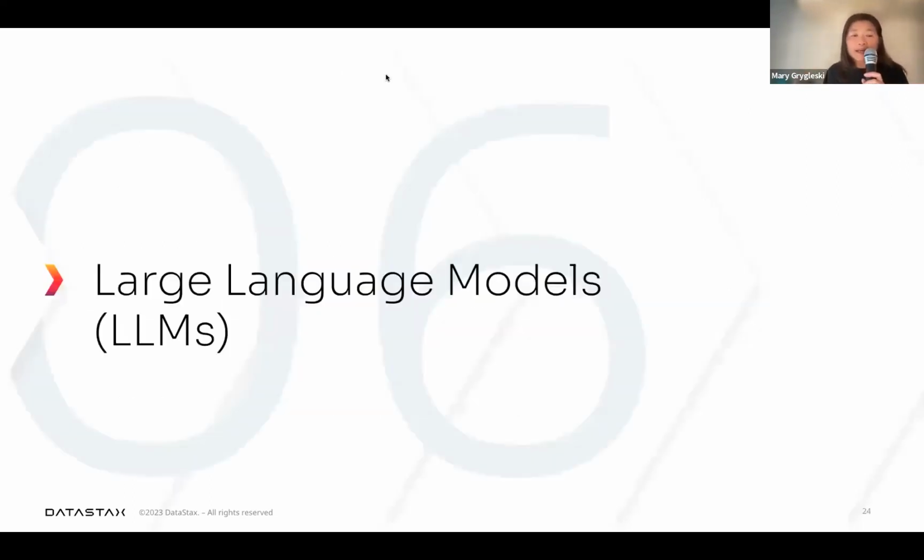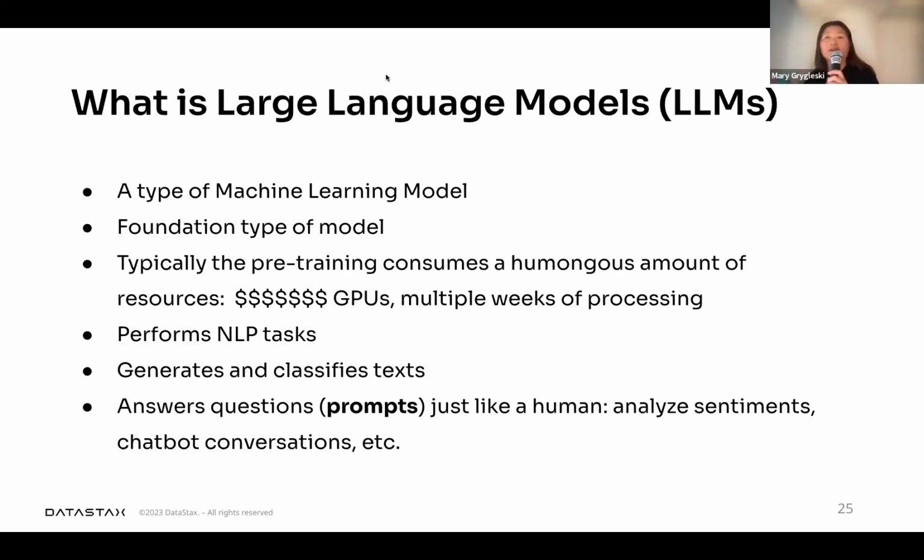So that's NLP. And then there are LLMs. I don't need to talk too much about them because both Bogdan and Kashif also talk about LLMs. But essentially, LLMs are foundation models, and typically we don't build them ourselves because the training would take too much money. You need many GPUs and it would take months, if not weeks, to process. They perform NLP tasks, generate and classify text, and answer questions based on prompts, just like humans. So that's what LLMs are.